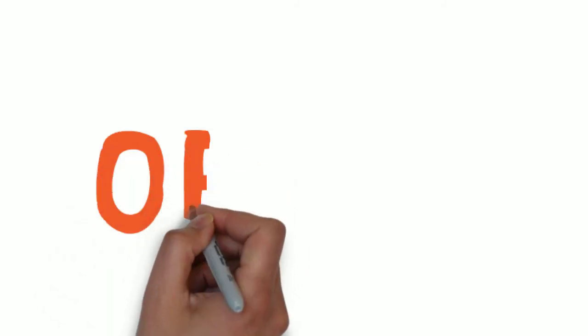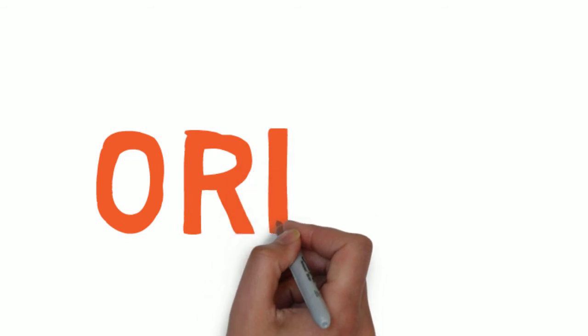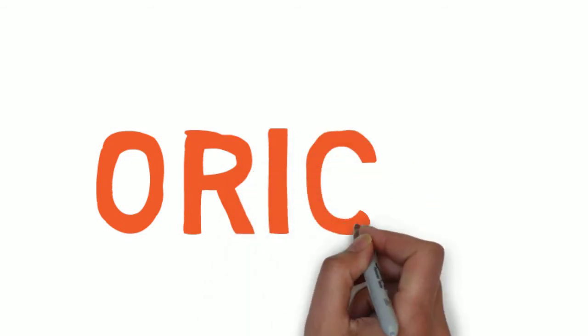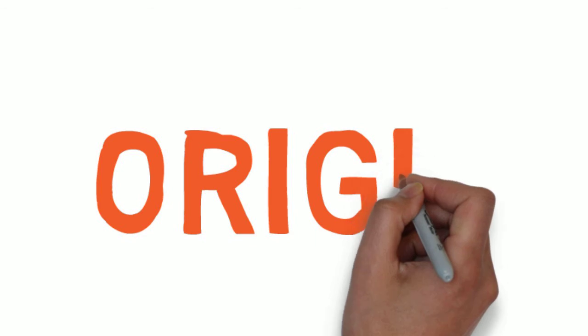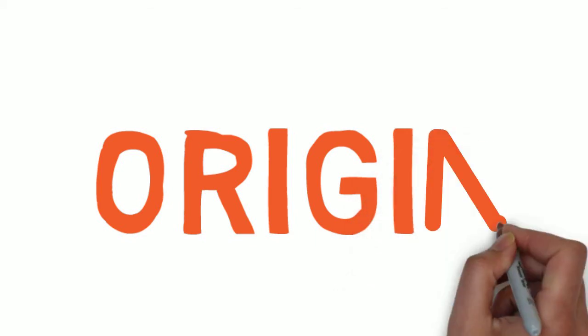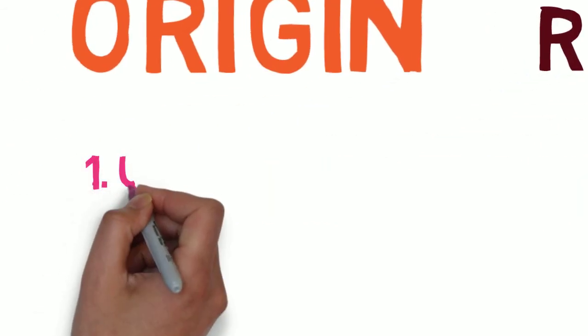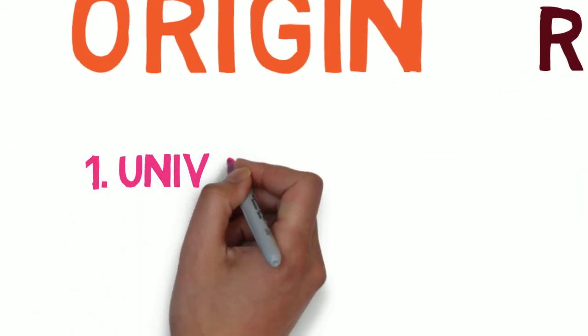So then let's move to the origin of human rights. We have some precedents, mainly human rights in Roman law and in Greek law, but mainly the development of human rights happens before and after the Second World War.